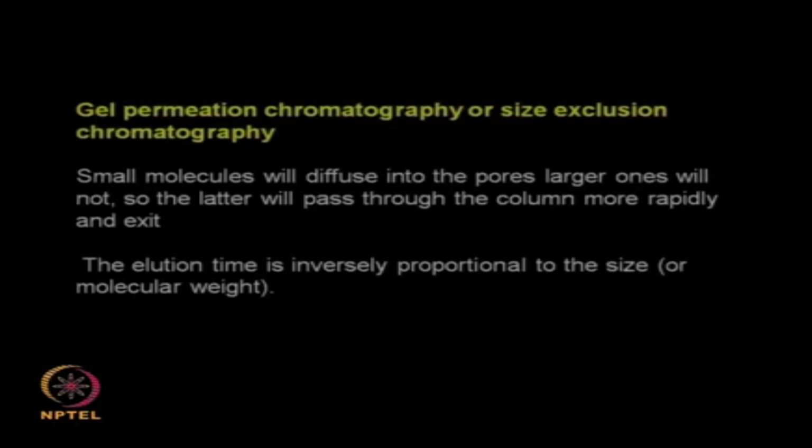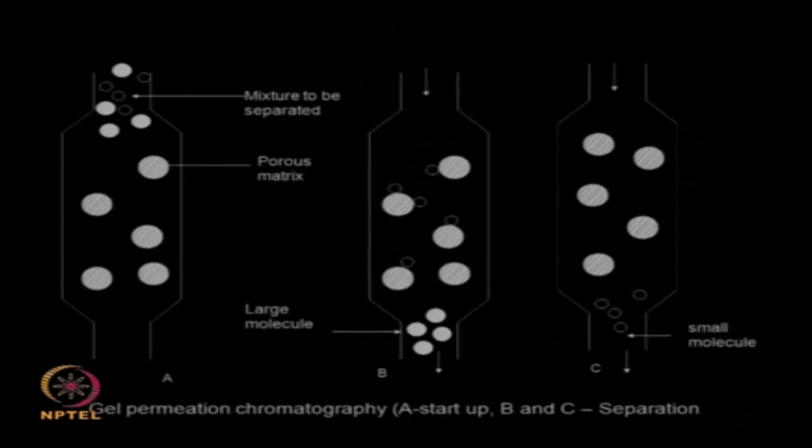So it is a very good technique to separate molecules of different sizes or molecules of different molecular weights, and it is called size exclusion chromatography or gel permeation chromatography. So what happens? We have a porous matrix inside, we have big proteins, small proteins, or proteins with higher molecular weight or proteins with smaller molecular weight.